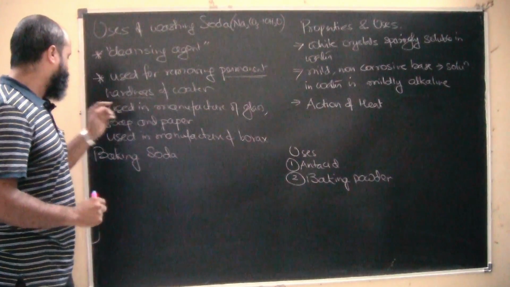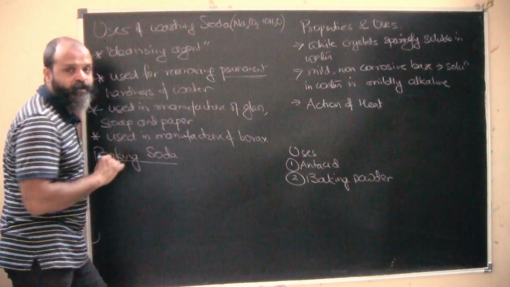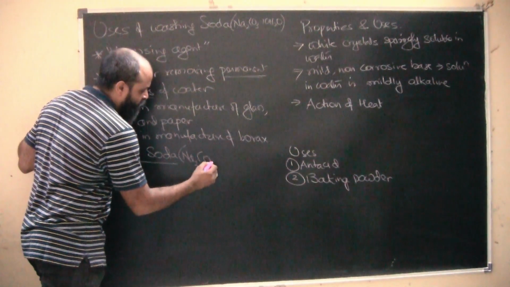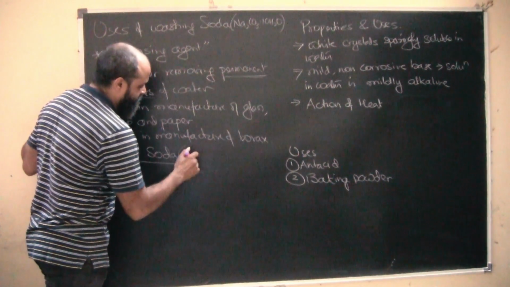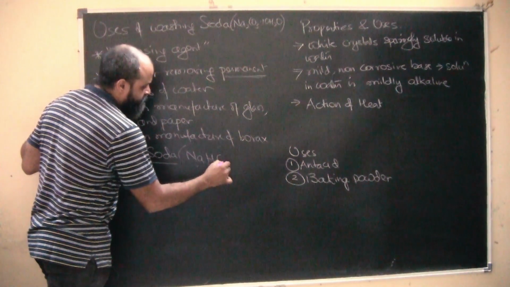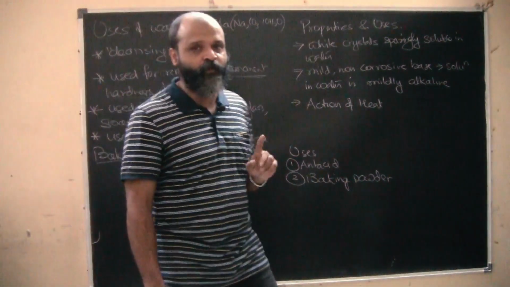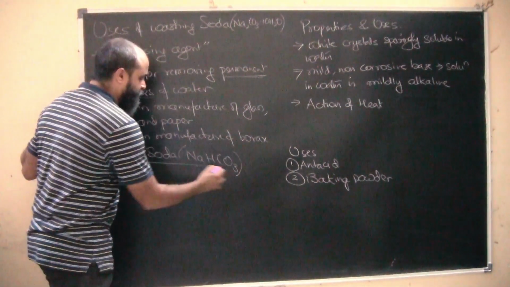Okay, now baking soda. What is baking soda? We have to be very clear about it, because Na2CO3, oh I'm so sorry, that is washing soda. Baking soda is nothing but NaHCO3. There is a difference between baking soda and baking powder, and we will understand that difference. First of all, we need to understand how we prepare baking soda.